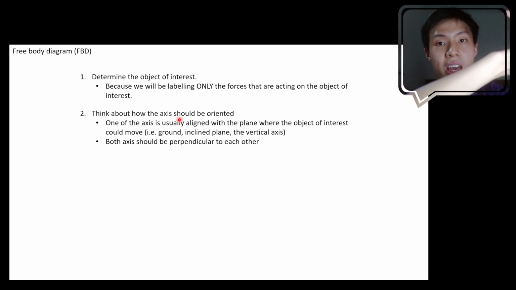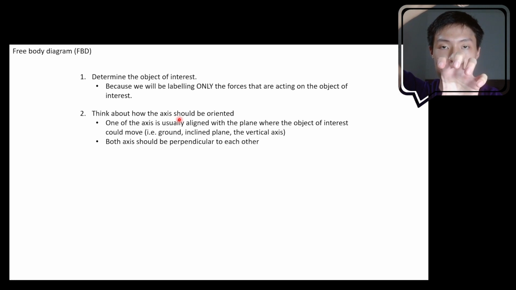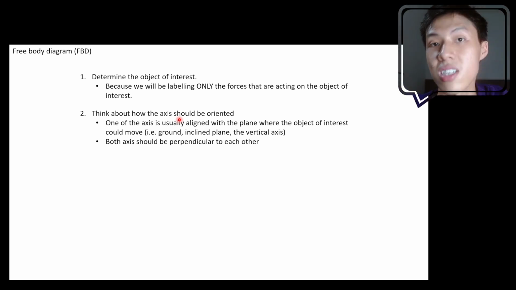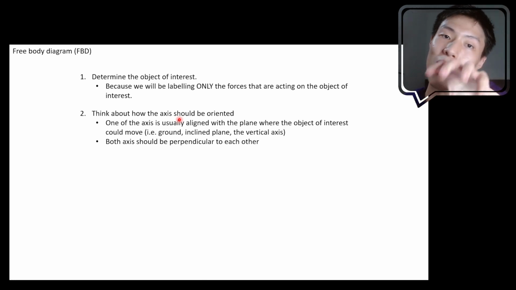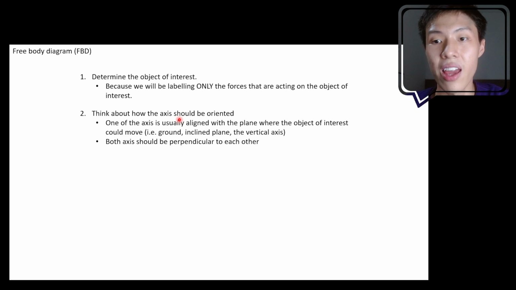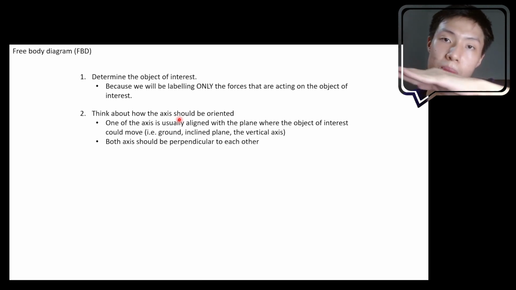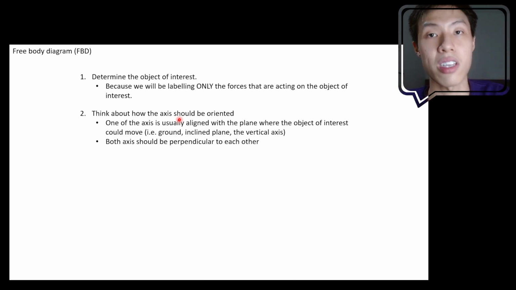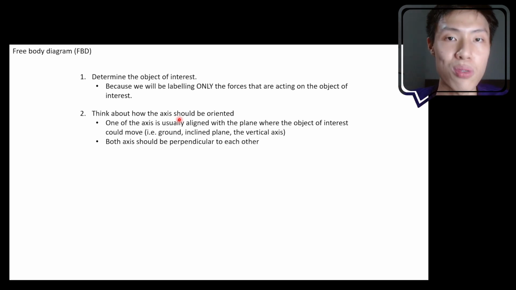And let's say you have an object hanging from a rope like this, then you should expect the object to be able to move in this direction, the up-down direction, right? So you should have at least one axis on the plane where the object could move. It doesn't mean it will really move, but what plane is it possible for the object to move in? You should keep one of the axes there. And of course, x and y should be perpendicular to each other. So once you determine one of the axes, you will know the other axis should be perpendicular to it. It's something that you pick up through many practices.